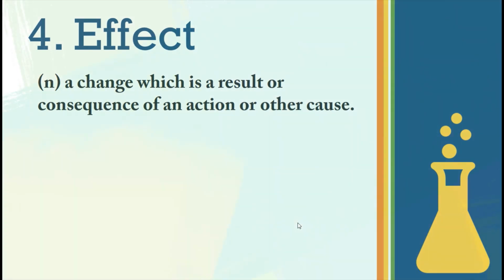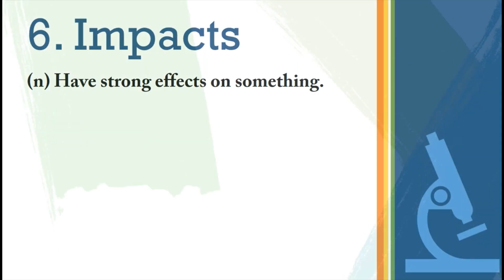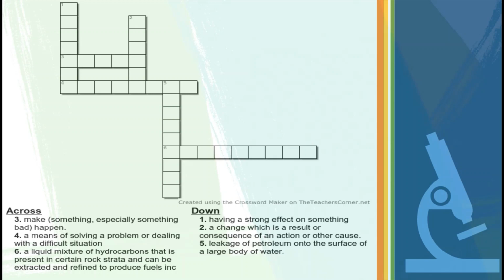Number 5, solution. Solution is a means of solving a problem or dealing with a difficult situation. Of course, if there's a problem, it needs a solution. If there's a cause, there's also an effect. Now, number 6 is the word impacts. Have a strong effect on something. Impacts.